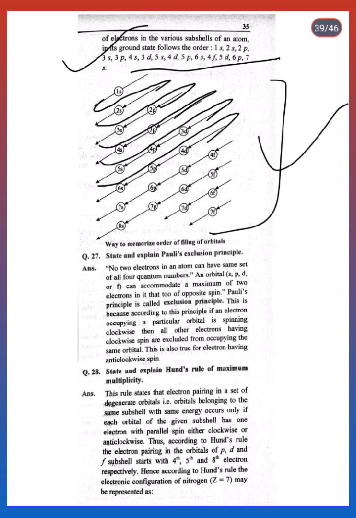The second is the Pauli exclusion principle. Now, the Pauli exclusion principle states that no two electrons in an atom can have the same set of all quantum numbers. If two electrons are present in an atom, it cannot be that the values of all four quantum numbers are the same for both. An orbital s, p, d and f can accommodate a maximum of two electrons, two of opposite spin.